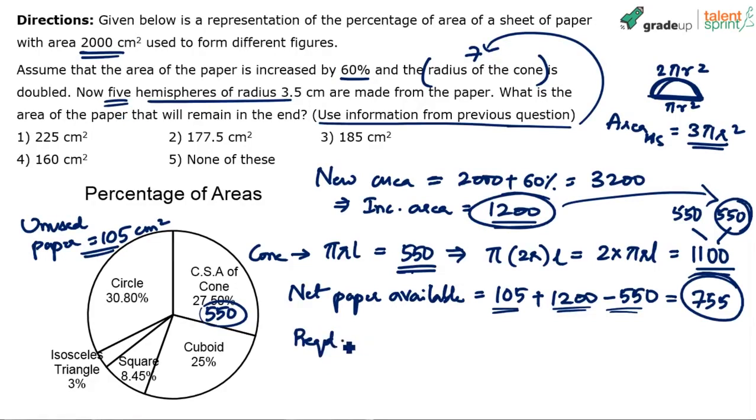Let's say the requirement for hemispheres. How much is the requirement? 5 hemispheres are being made, so 5 into 3 pi r square. These are all standard formulae, right? You have to remember this. The surface area of a hemisphere is 3 pi r square. So 3 into pi, 22 by 7, into r square. What is the radius here? 3.5 is given. So 3.5 into 3.5. Do the calculation. The 7 goes 2 times, and the 22 gives 11.